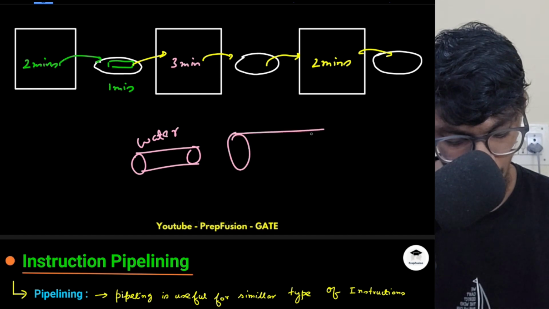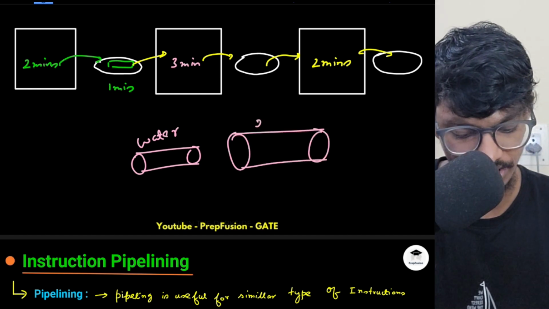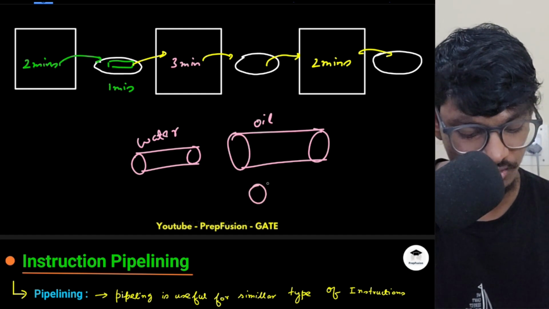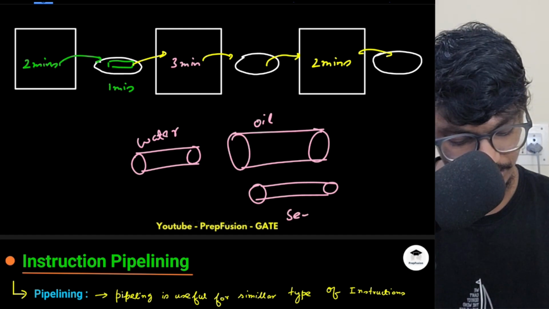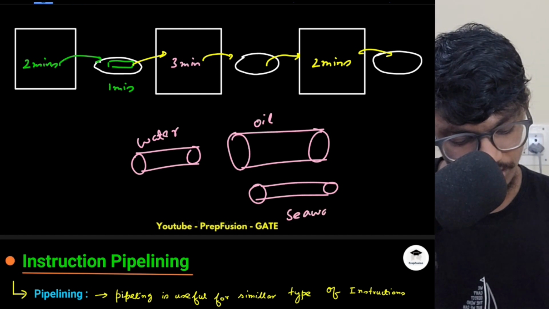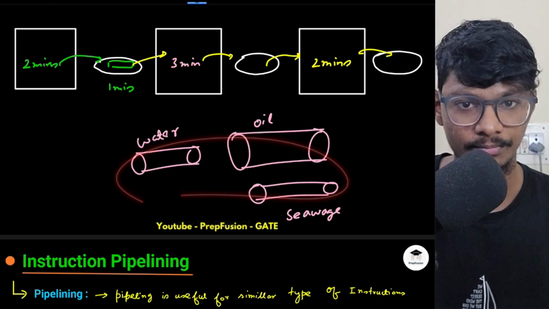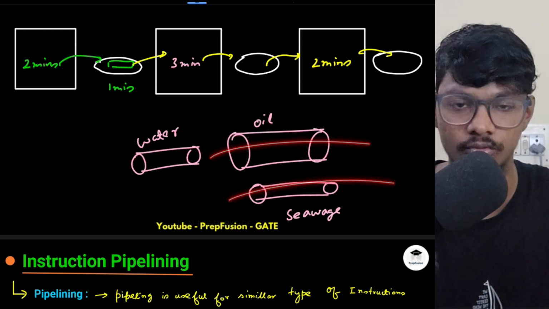Okay, the pipe for oil will be separate. It will have a different thickness, all those things. And for sewage, you have another pipe, right? Sewage and waste, whatever it gets. So that also will have a different type of pipe. So the pipes will be different, but for the same item, right? It will go through water, it will go through oil, this will go through sewage.